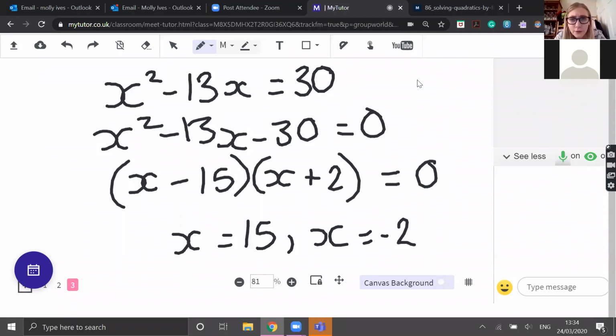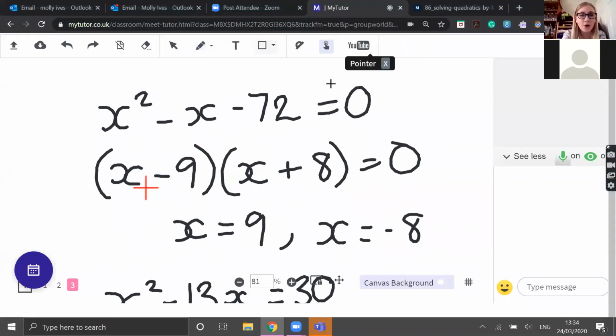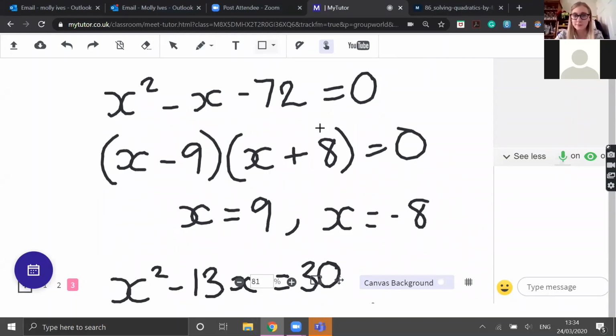Someone said for the previous one, what's the problem if you put minus 9 and 8? It's not the solution, basically. Minus 9 and 8 are what go into the brackets. But then the solution, if you put minus 9 into this, you wouldn't get 0. And if you put 8 into this, you wouldn't get 0. That's why the signs really matter.